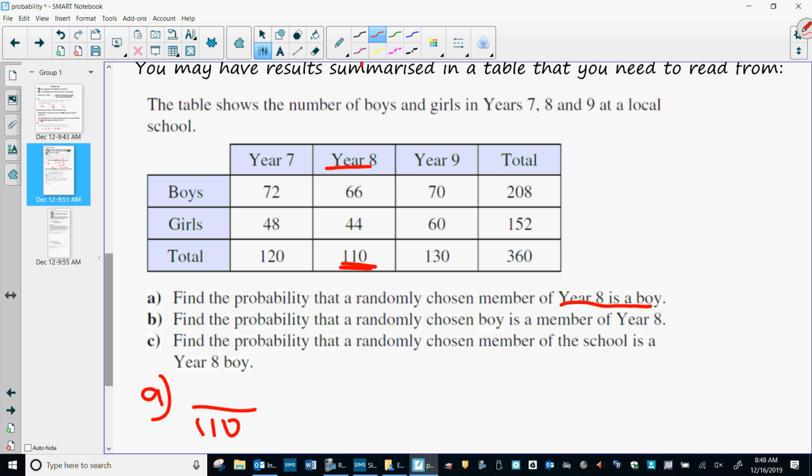So the way they word it is very important. The number of year 8 students is our denominator. We then look to see how many of those are boys, which is 66. So it would be 66 over 110.